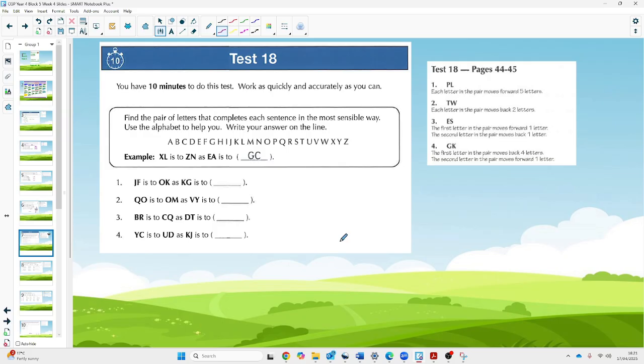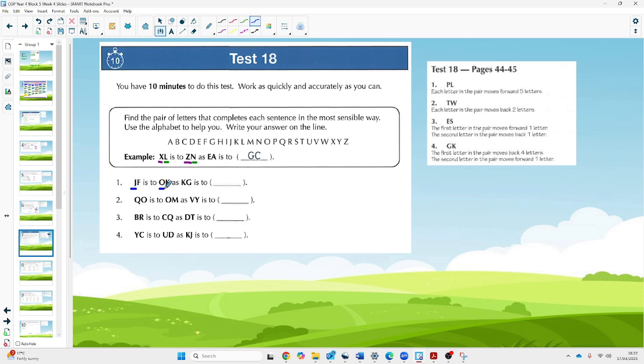We're actually going to start by looking at some letter analogies. So just reading what we have to do. Find the pairs of letters that complete each sentence in the most sensible way. Use the alphabet to help you. Write your answer on the line. So it's really important to realise the rules here. We need to be doing the first letter of each pair. So in this instance it's X to Z, which is forward 2. E forward 2 gives me G. And then we're going to do the second letter, and that is L to N. L to N is forward 2, so A forward 2 gives us C. So we're going to work out the rules and then hopefully work out the next 2 letters.